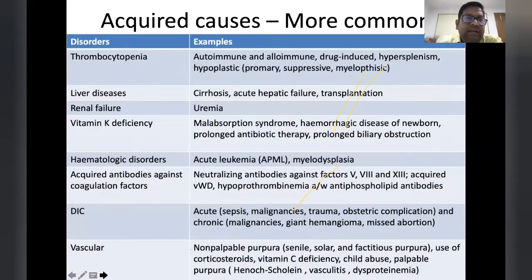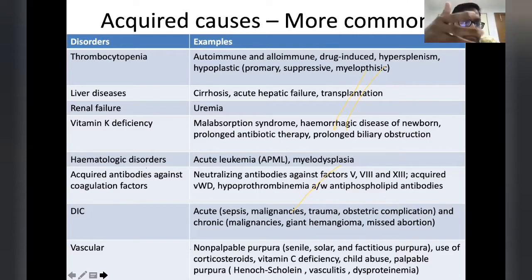So when I talk about all these bleeding disorders, my question to all of you, my friends, is what is the most common cause of bleeding manifestations? And it is the acquired bleeding disorder. So acquired bleeding manifestations are more common. You have to first think of acquired bleeding conditions if the patient is presenting at an adult age, with an acute onset of bleeding, with a localized bleeding, etc.